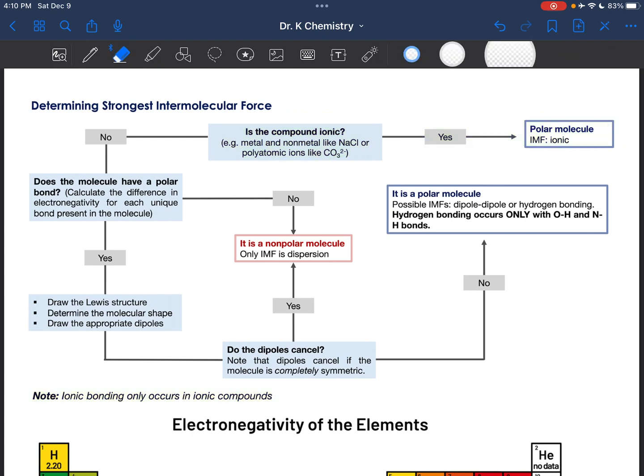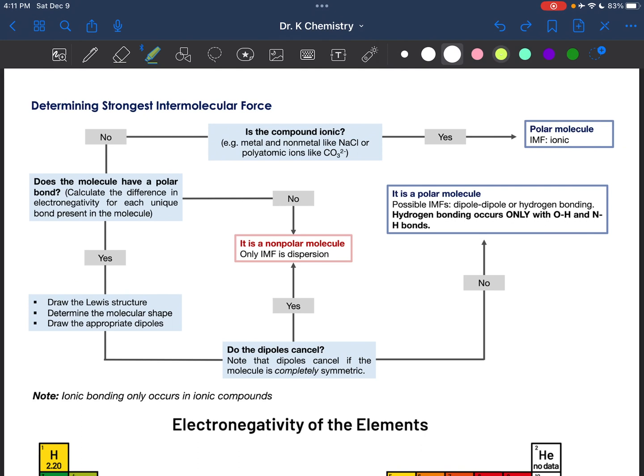There are a couple of ways you can recognize an ionic compound. It could be a metal bonded to a nonmetal, like sodium chloride, for example, or it could contain a polyatomic ion, for example, carbonate. So if you were to have polyatomic ions bonded to each other, or a metal bonded to a polyatomic ion, it's an ionic compound, and its intermolecular force is ionic bonding.